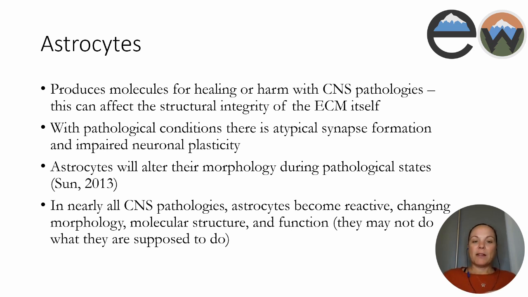With pathological conditions, there's an atypical synapse formation, so where the communication happens, and impaired neuronal plasticity. So we're seeing impaired function, we're seeing impaired structure. Astrocytes are going to alter the way that they look during physiological stress, and we'll see a picture in a moment. In nearly all central nervous system pathologies, astrocytes will become reactive. They change their morphology or their shape. They're going to change their molecular structure and also their function. So they're not doing what they're supposed to do anymore. So we have to figure out a way how to redirect them back to homeostasis.